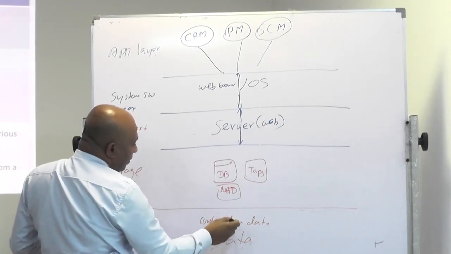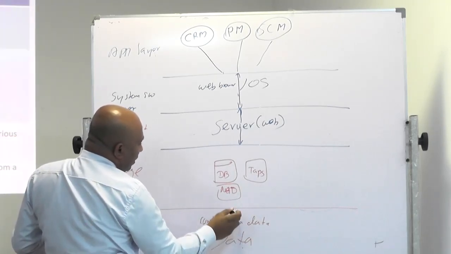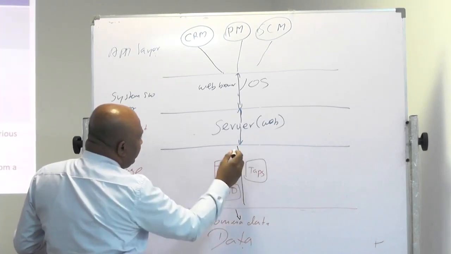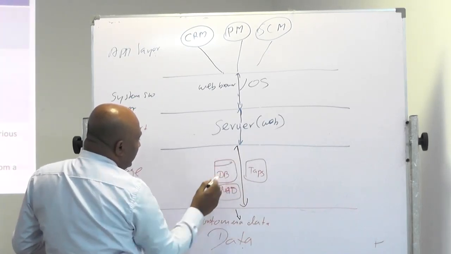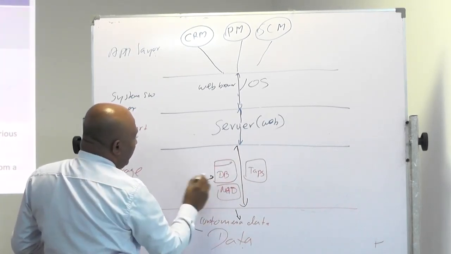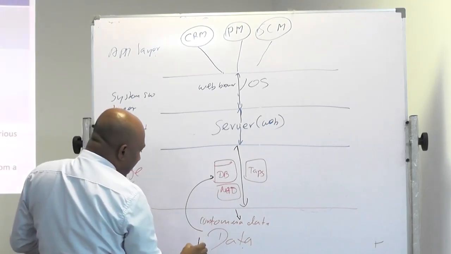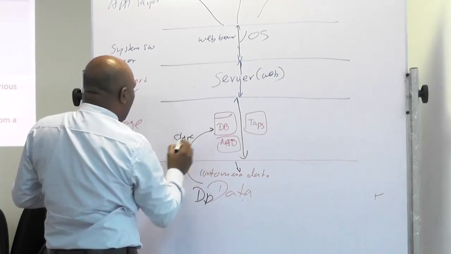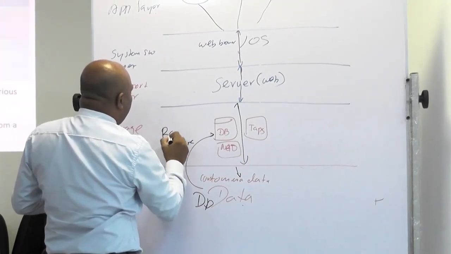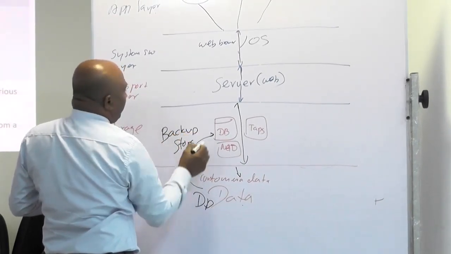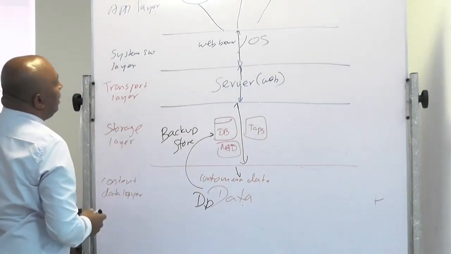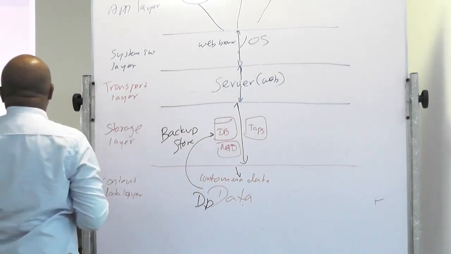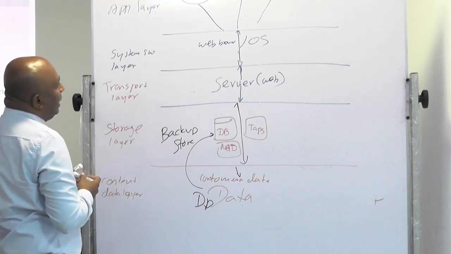These data will be stored in databases. It means backup, backup in the storage layer. This is how the e-business infrastructure works.